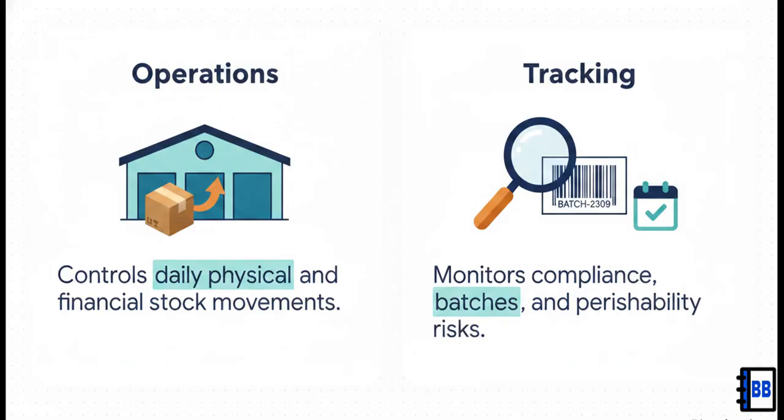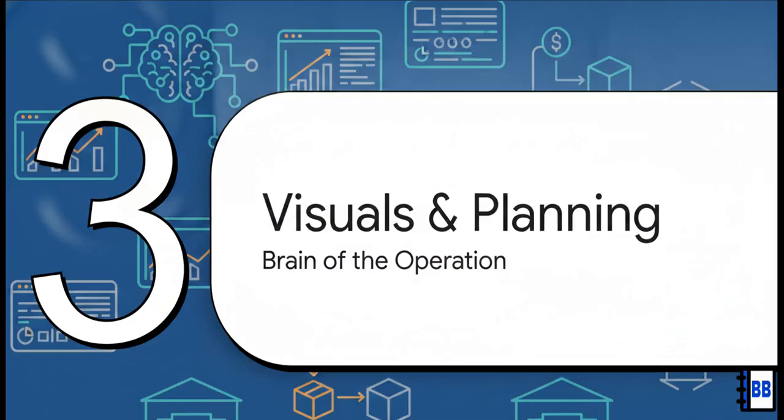So, what's the crucial takeaway here? It's really about understanding the distinction between these two adjacent menus. If you're moving a physical box, receiving a shipment, or fixing a stock count, you go to Operations. But if you're checking an expiration date, investigating a specific batch of goods, or ensuring compliance, you go to Tracking. It's all about separating the physical movement from the lot compliance. Make sense, right? Next up, Section 3, Visuals, Planning, and Reports.